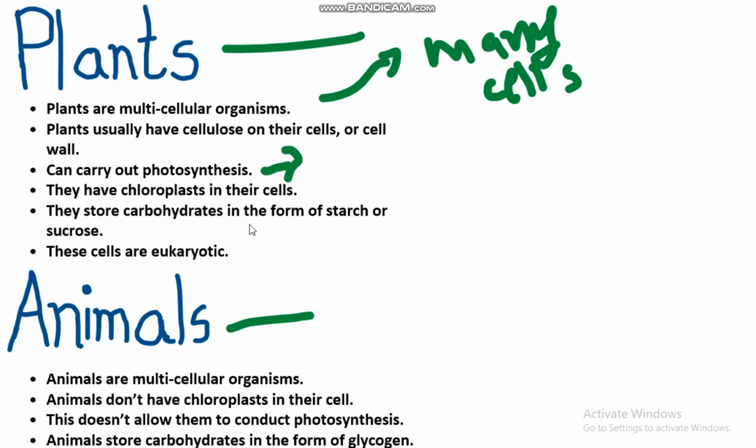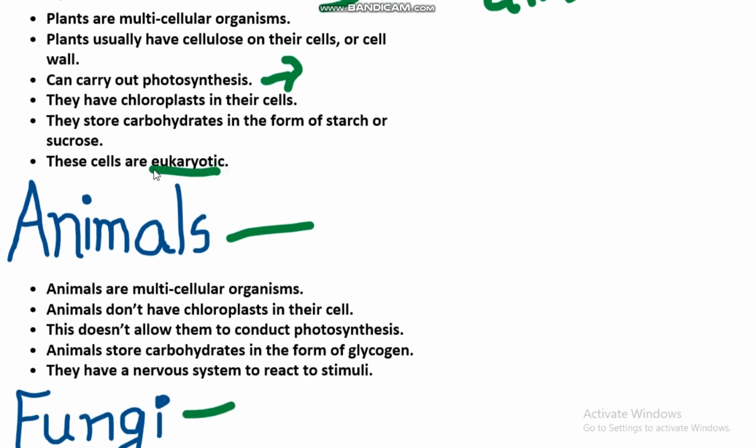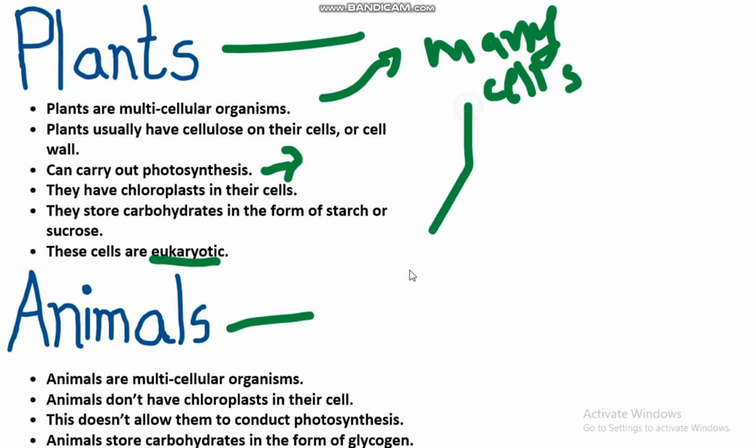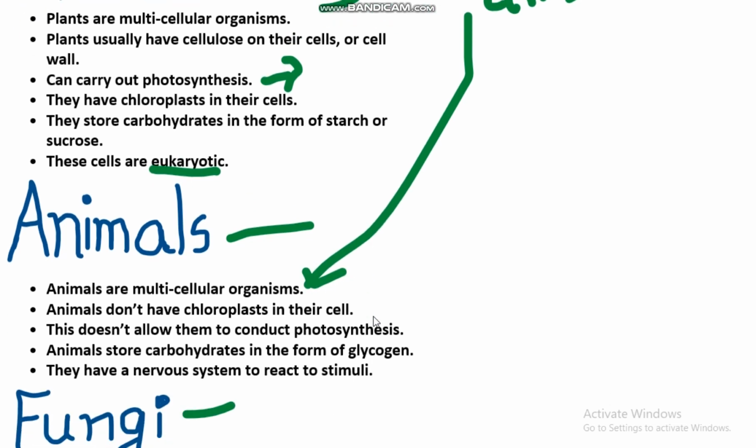Plant cells are eukaryotic, meaning they have a nucleus in the cell, which I'll explain later. Animals are multicellular organisms, the same as plants, and they don't have chloroplasts in their cells. This means they cannot photosynthesize and cannot produce their own glucose, so they have to feed on plants or animals to obtain carbohydrates. Carbohydrates in animals are stored in the form of glycogen.